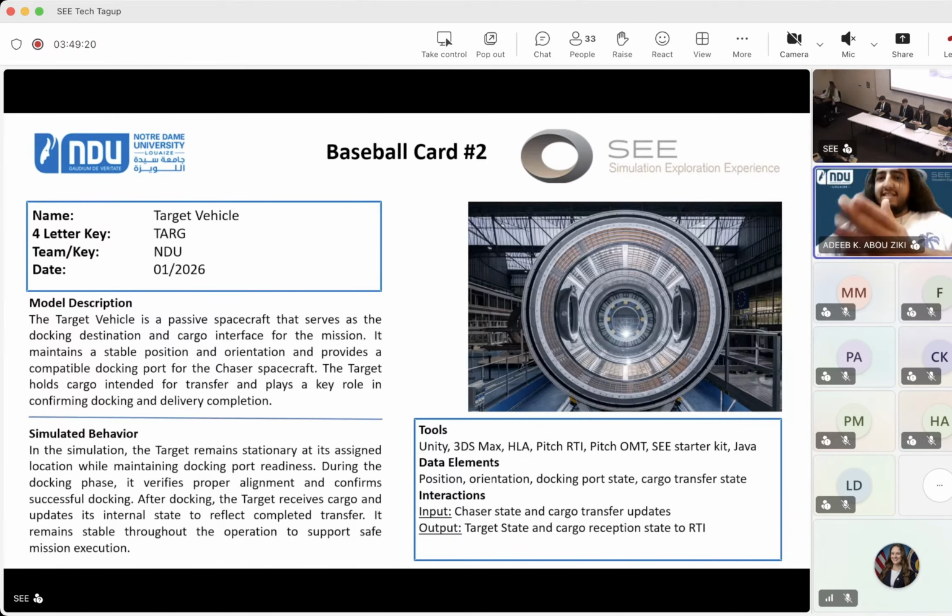All right, and this is our second component. This is the target vehicle. And this spacecraft remains stable and acts as the docking destination for the chaser. It confirms the proper alignment needed and receives the cargo once docking is successful.